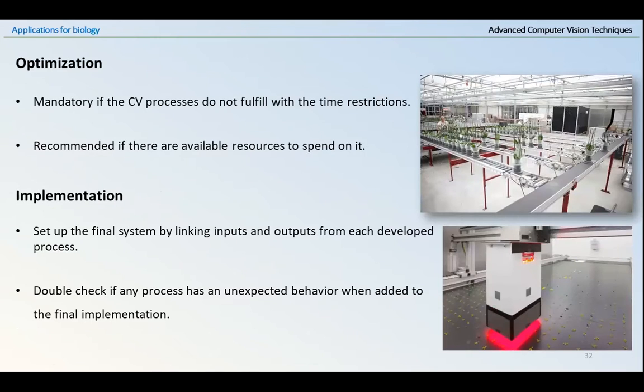Optimization is always recommended, whether if throughput maximization is a goal or not. This is the same like the accuracy cost curve, but in this case will be the throughput cost curve. It depends on the resource we have. Once everything has been validated and optimized, then we can proceed to set up the final implementation, connecting the outputs to inputs, and perform a double check on the whole system for unexpected behaviors.